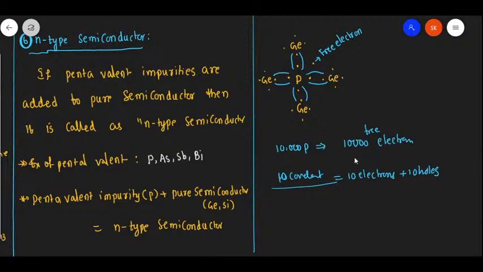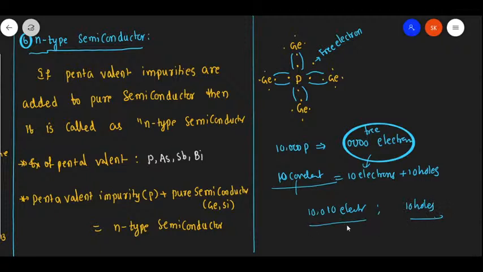Then what is the total number of electrons? Due to the 10,000 phosphorus atoms, 10,000 free electrons, plus 10 electrons from the break of covalent bonds. What is the total number of holes? Only 10 holes. That means which are the majority charge carriers? Electrons are the majority charge carriers and holes are the minority charge carriers in an n-type semiconductor.